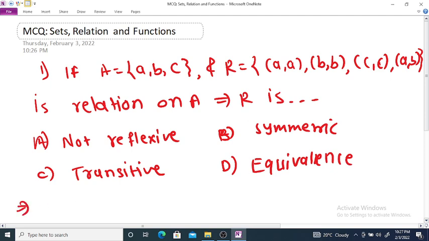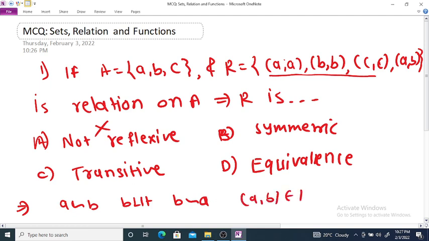Now we can observe that each element of set A is related to itself, and therefore R is a reflexive relation, and therefore the first option is not correct. Again, A is related to B, but B is not related to A, that is AB lies in set R, but BA does not belong in set R, and therefore this is not a symmetric relation, so this is not a correct option. Now since it is not symmetric, therefore it is not an equivalence relation.